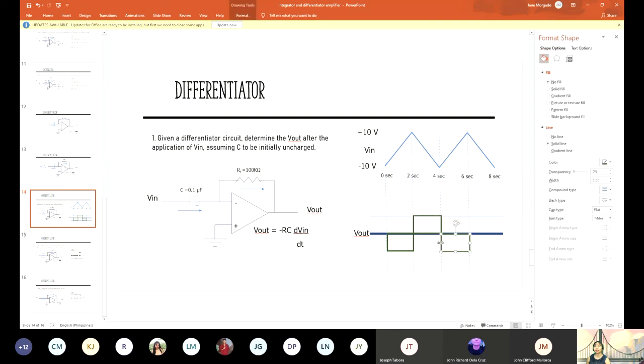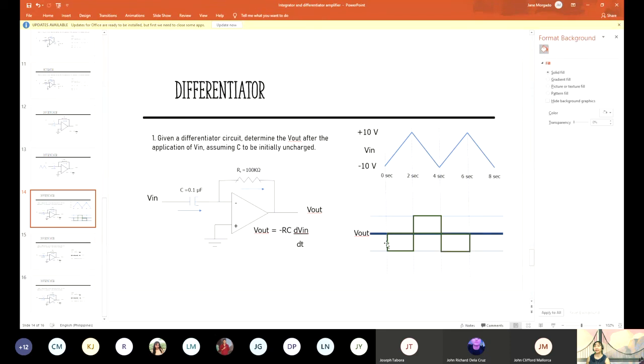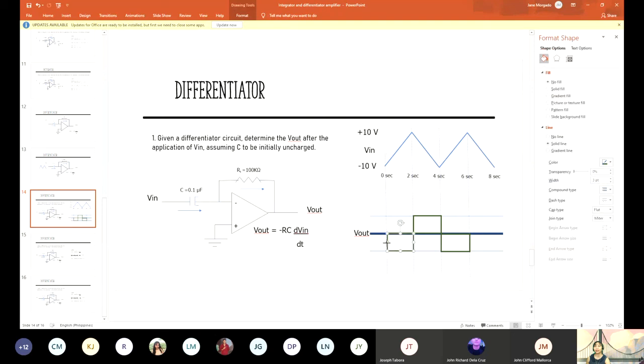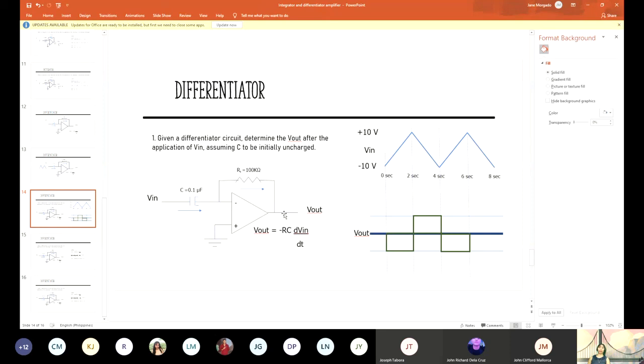Question, class, question. Question? Wala? Nagets nyo agad? Nakuha nyo agad yung integrator and differentiator. Okay. So, yan na yun. Okay. Anong value niya? Nagre-range from positive 0.1. Tama, no? 0.1 to negative 0.1 volts.